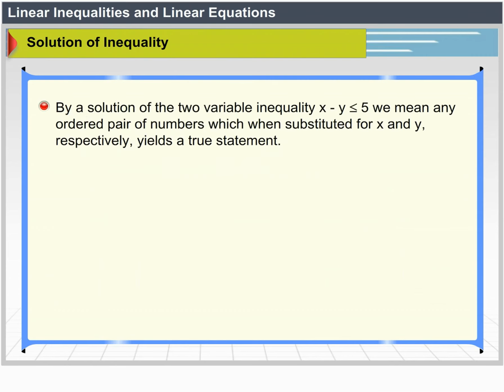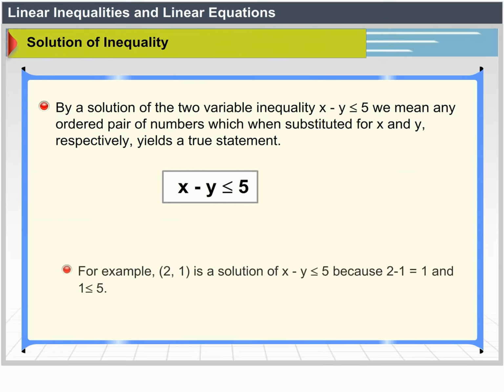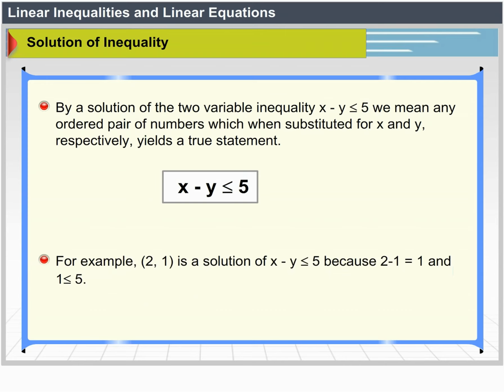By a solution of the two variable inequality x minus y less than or equal to 5, we mean any ordered pair of numbers which when substituted for x and y respectively yields a true statement. For example, (2, 1) is a solution of x minus y less than or equal to 5 because 2 minus 1 equals 1 and 1 is less than or equal to 5.